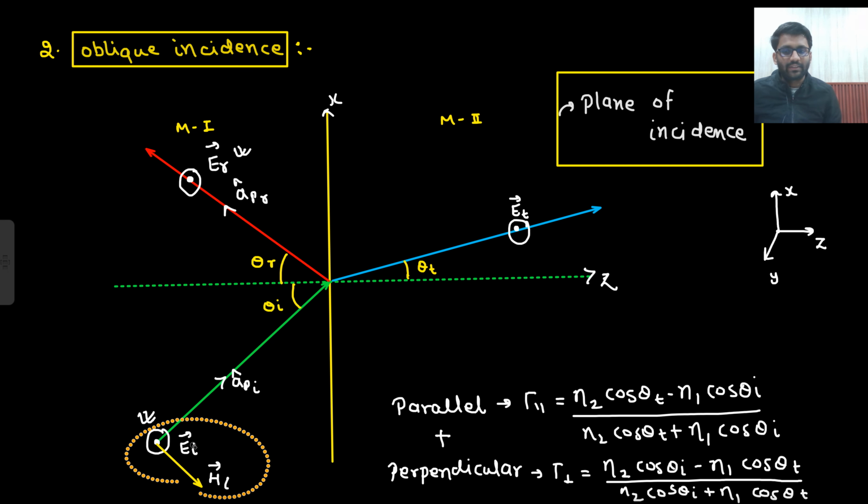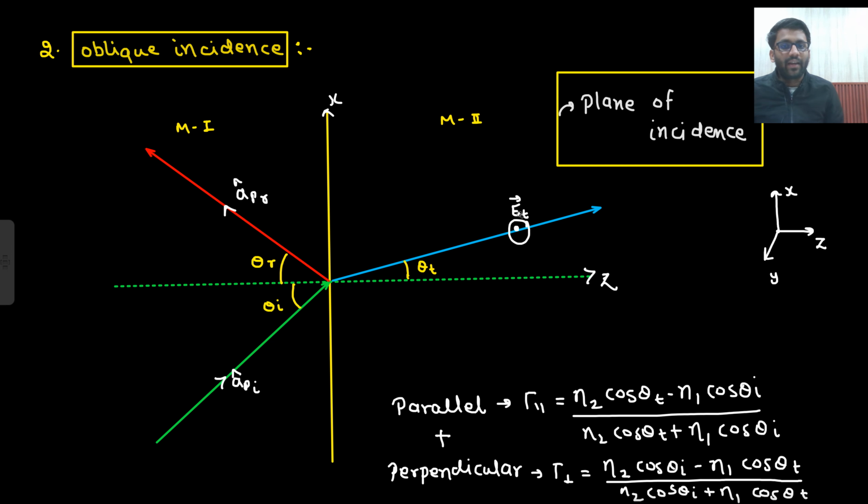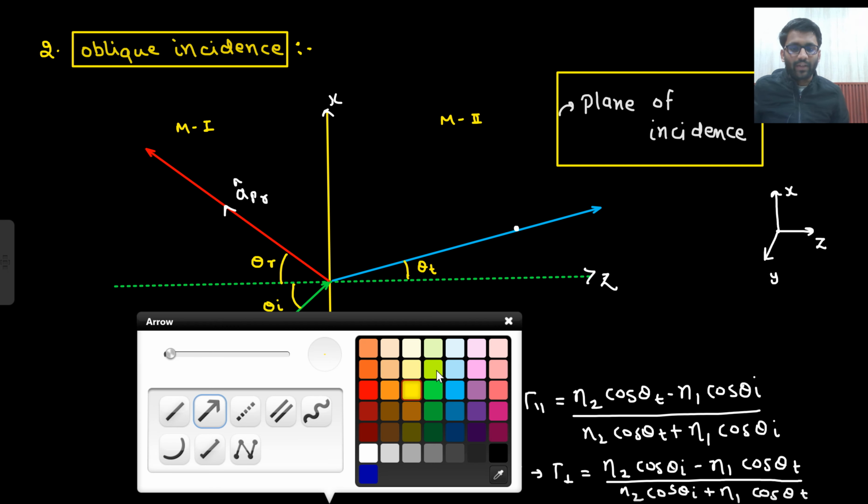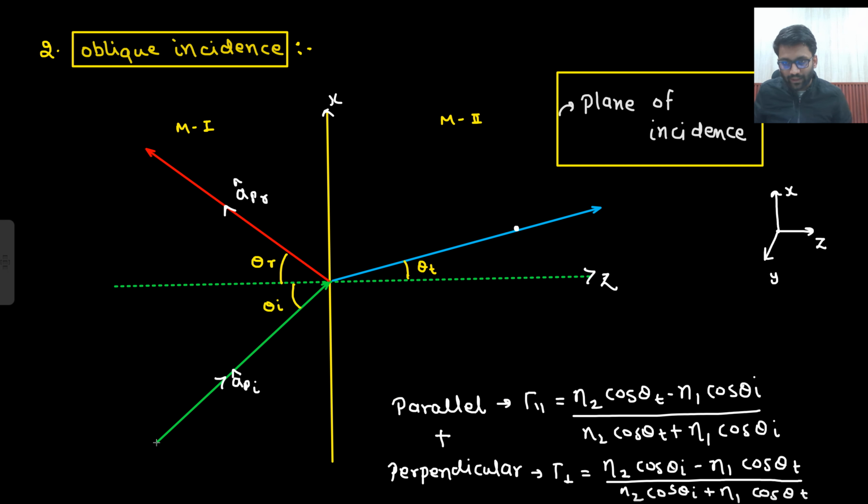That means my incident electric field is a combination of a parallel polarized wave and a perpendicular polarized wave. My incident electric field is having two components: a parallel polarized wave as well as a perpendicularly polarized wave. Since it is incident, that's why I am putting EI. And both can be phase shifted by some number as well, so both can have some phase shift.